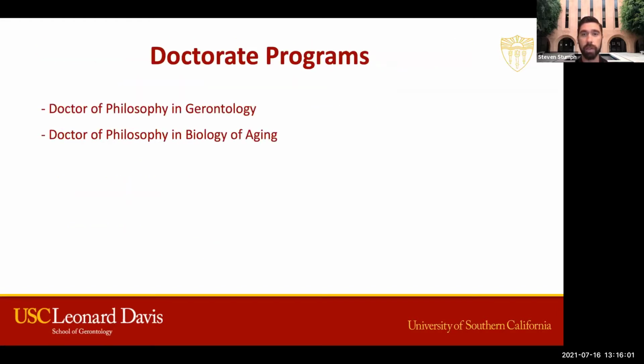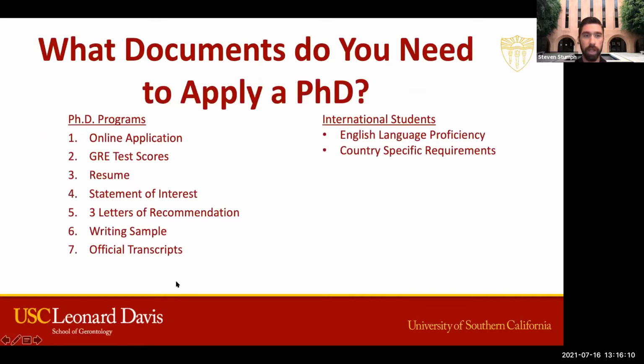Next, I would like to move into our doctorate programs. We have two, our PhD in gerontology and our PhD in biology of aging. Similar to our master's programs, you'll be required to submit an online application. However, the GRE test scores will be required of all applicants. You'll need to submit a resume or updated CV, a statement of interest, which has some more requirements, 3 letters of recommendation, a writing sample, and official transcripts.